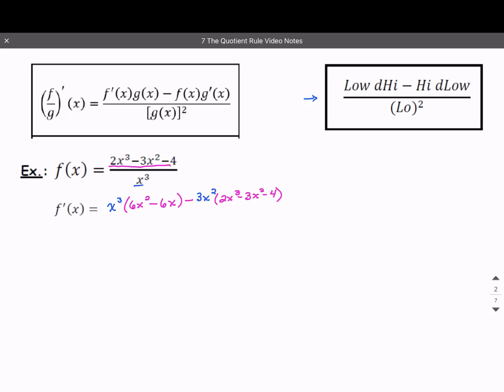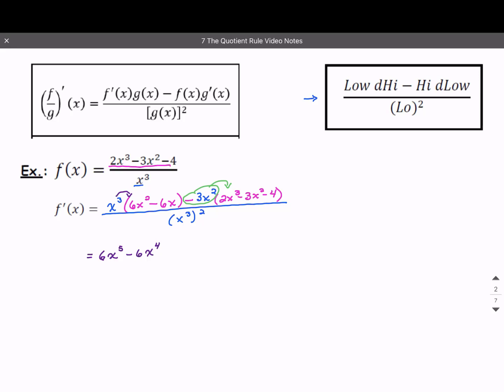And I just moved it to the front so that it's easier for me to remember to distribute not only the 3x squared, but that negative sign, that this negative 3x squared is going to have to distribute. Okay, that's why I put it in front. Over the bottom x cubed being squared. Okay, so now we've got some algebra to do, your favorite. So x cubed times 6x squared is 6x to the fifth, and x cubed times a negative 6x is negative 6x to the fourth. Then we're going to distribute that negative 3x squared.